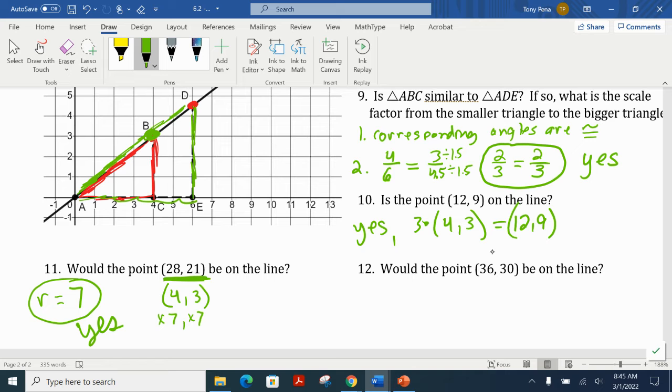Last but not least, this guy. If this is on the line, it should be the same scale factor from that original point that we knew, 4,3. What do we multiply 4 by to get 36? 9. So would 9 times 3 then give me the 30? No. So this one would not be on that line, because this would now give us a 36, but our y coordinate now is a 27. So the scale factor isn't the same for both the x and the y.